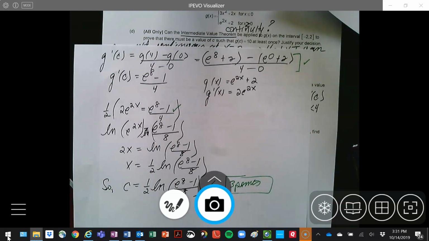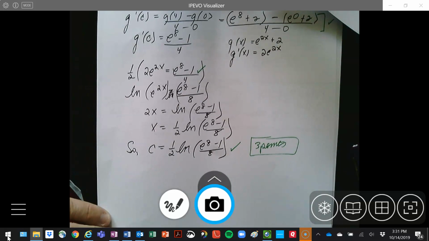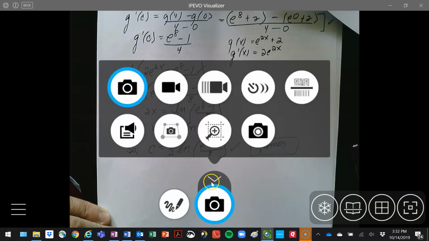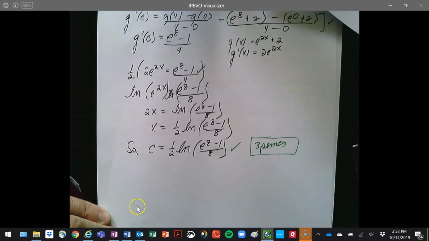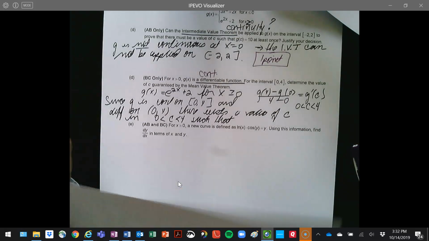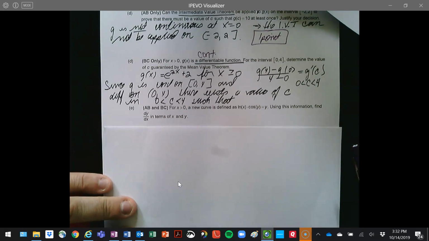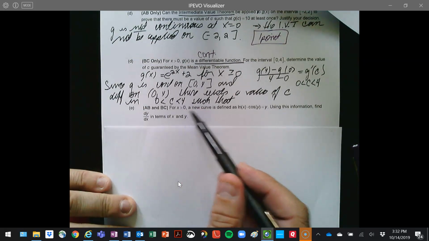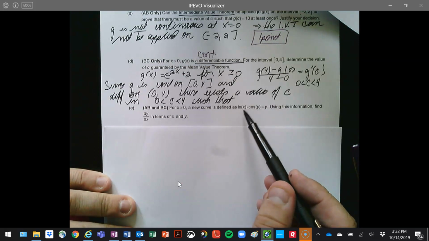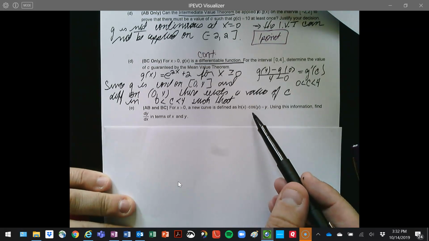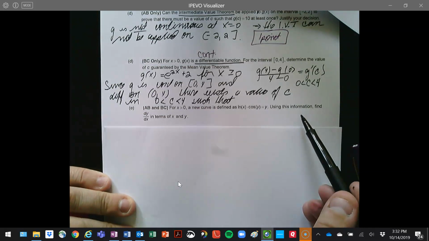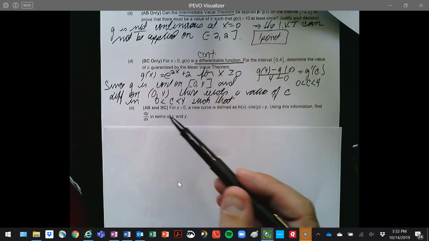All right, one last part, and this part is for both the AB and the BC students. So here we go. Okay, part E. For x greater than 0, a new curve is defined as the natural log of x times the cosine of y equals y. Using this information, find dy/dx in terms of x and y.